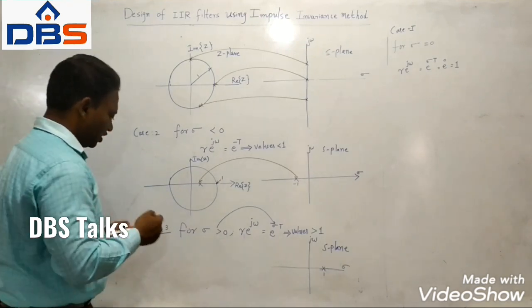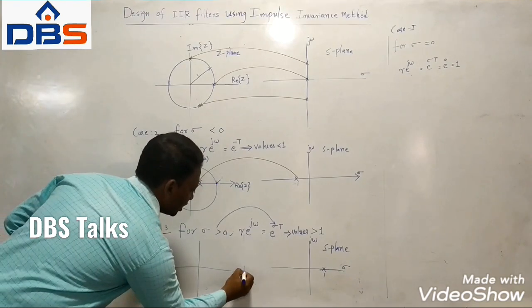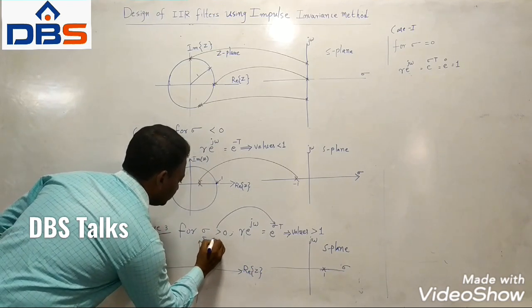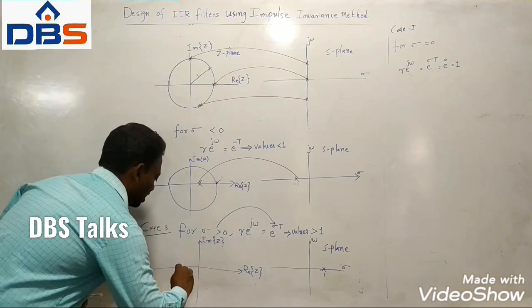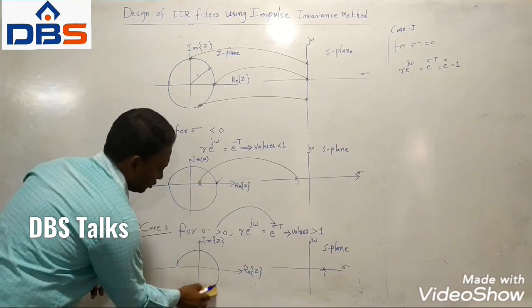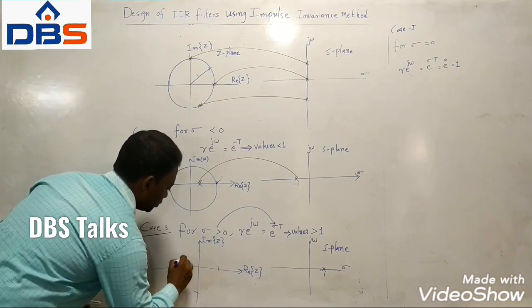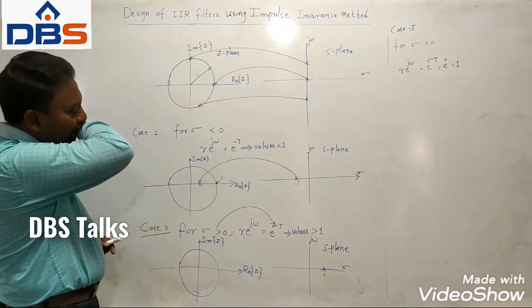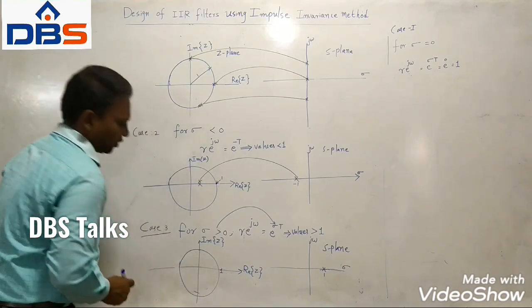Now the Z plane is like this. This is the real part of Z and this is the imaginary part of Z. As usual you have a unit circle, a circle of radius 1, because we got the relation that the magnitude of r into e power j omega is 1, which we have seen.